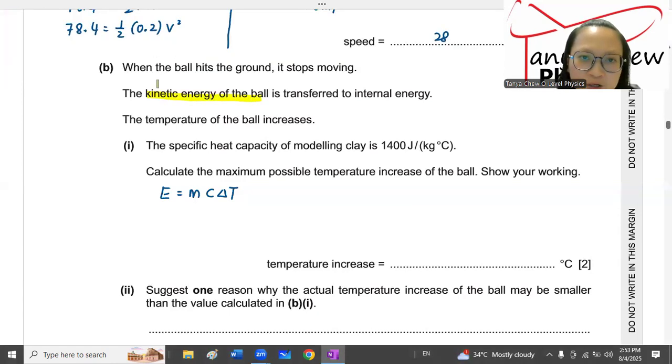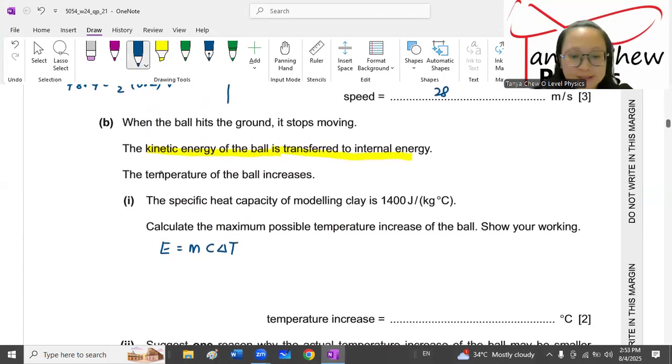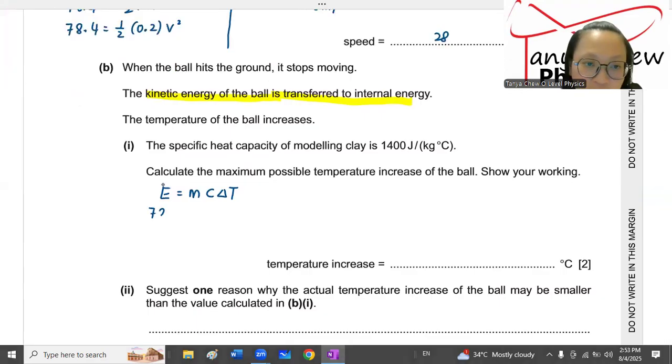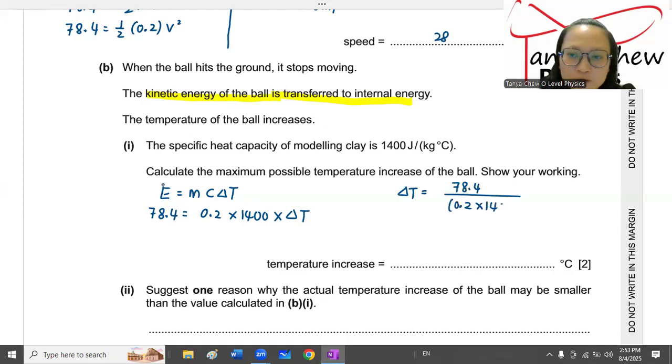Could you read this? Kinetic energy of the ball is being transferred to the internal energy. And the kinetic energy of the ball is equal to the gravitational potential energy, which is 78.4. So you just sub in 78.4 here. Mass of the ball, which is 0.2, specific heat capacity is given, 1,400, and you just times the change in temperature, the increase in the temperature. Now, the increase in the temperature would be equal to 78.4 divided by 0.2 times 1,400. So I got 0.28 degrees Celsius. 0.28 degrees Celsius is the answer.